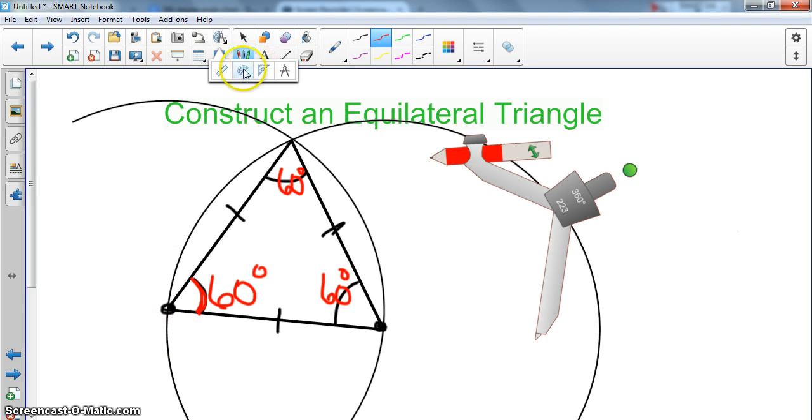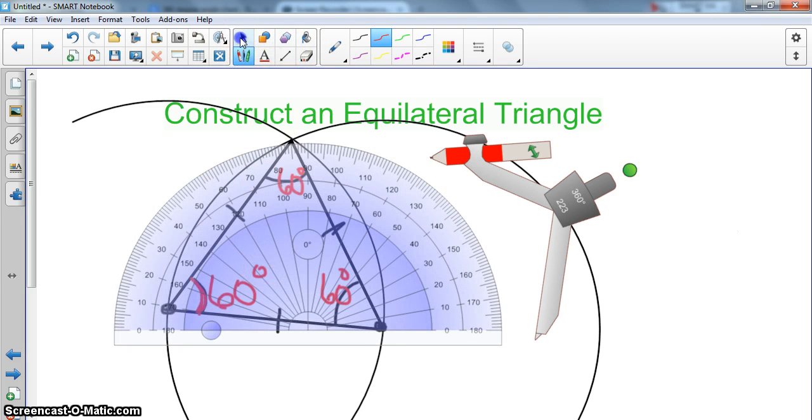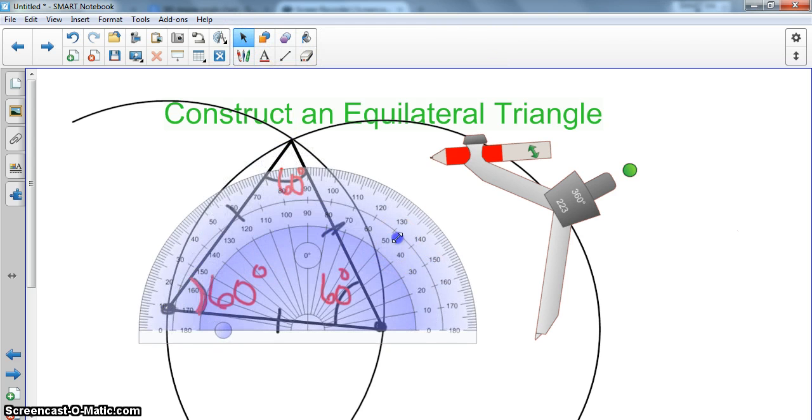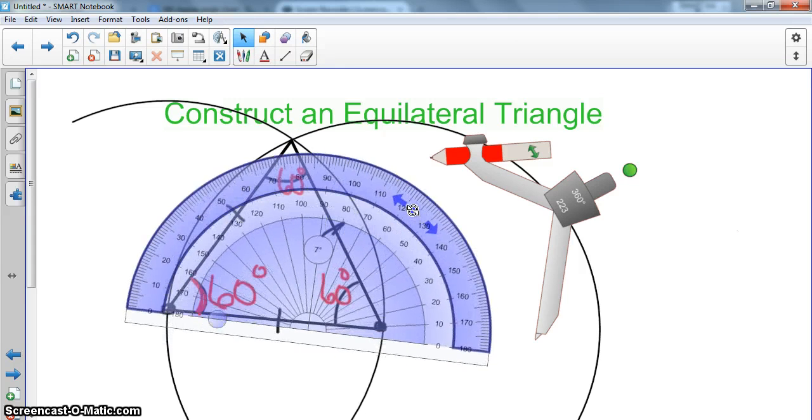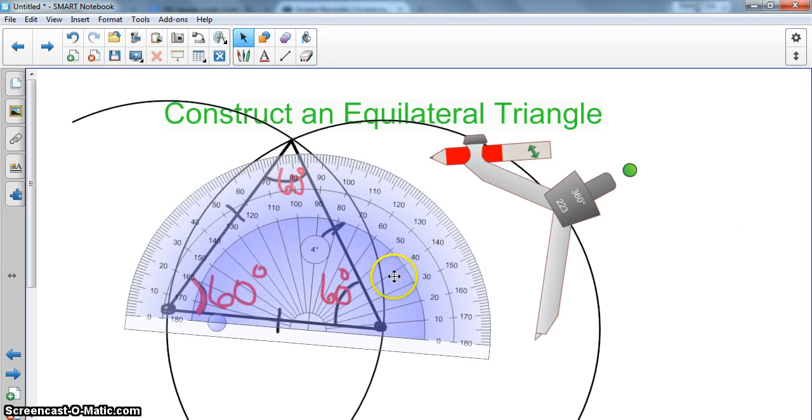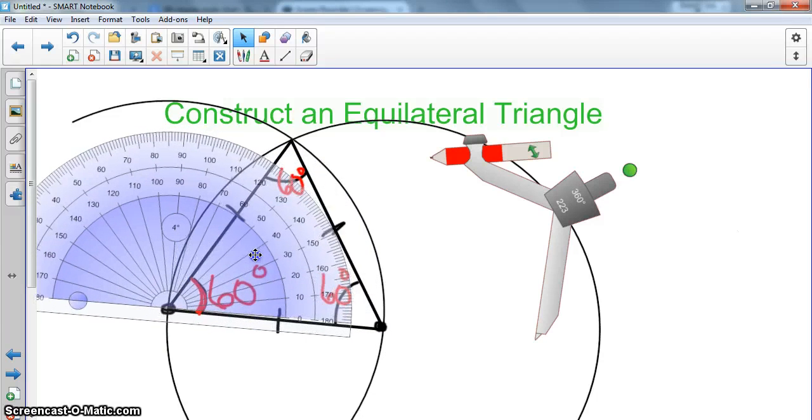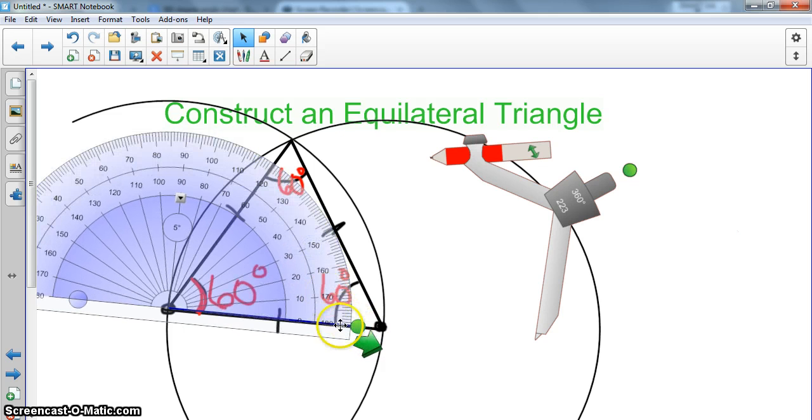Although if I do use a protractor, we can confirm maybe that we made a 60-degree angle. So I'm going to put the vertex on one of the points here. I'll try to make one side the 0 line, and then we open up and check that out. This angle between 70 and 50, that's an exact 60-degree angle.